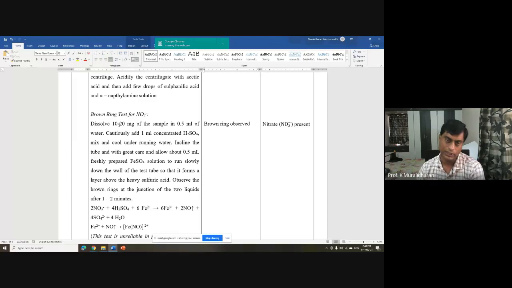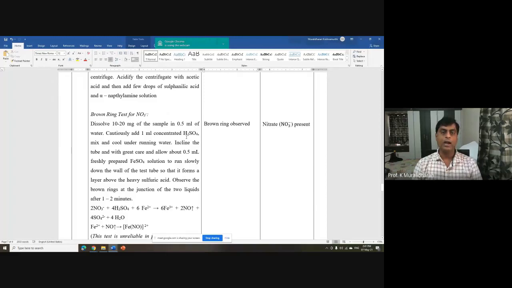Incline the test tube and with great care allow 0.5 ml of freshly prepared ferrous sulfate. So just before starting this experiment, you have to take a little bit of ferrous sulfate in another test tube and make a pure solution of ferrous sulfate, and keep the two test tubes carefully. One is with the ferrous sulfate. The other one is your sample solution. You are taking the sample with a little bit of water, adding sulfuric acid, and that solution is there.